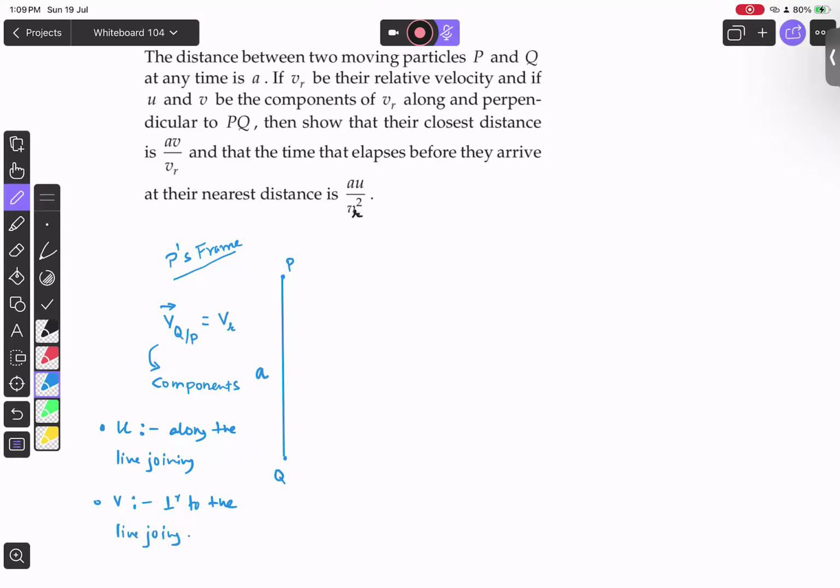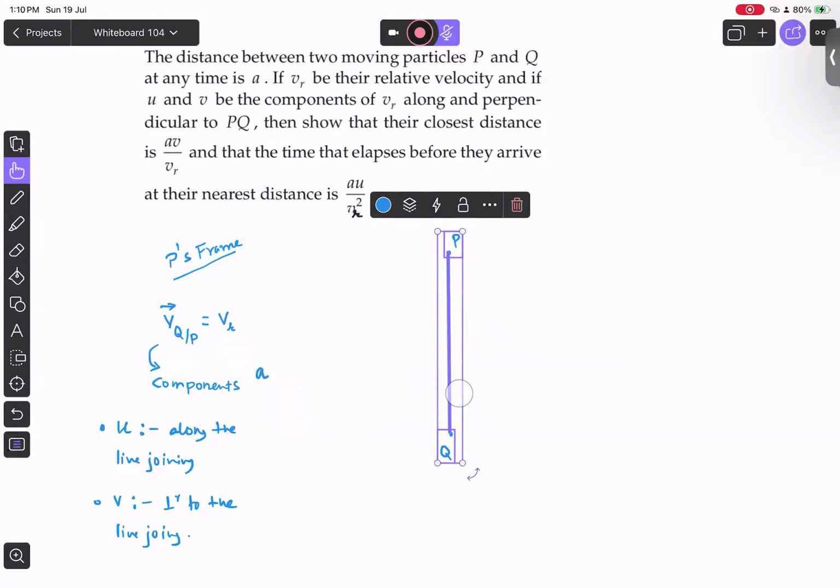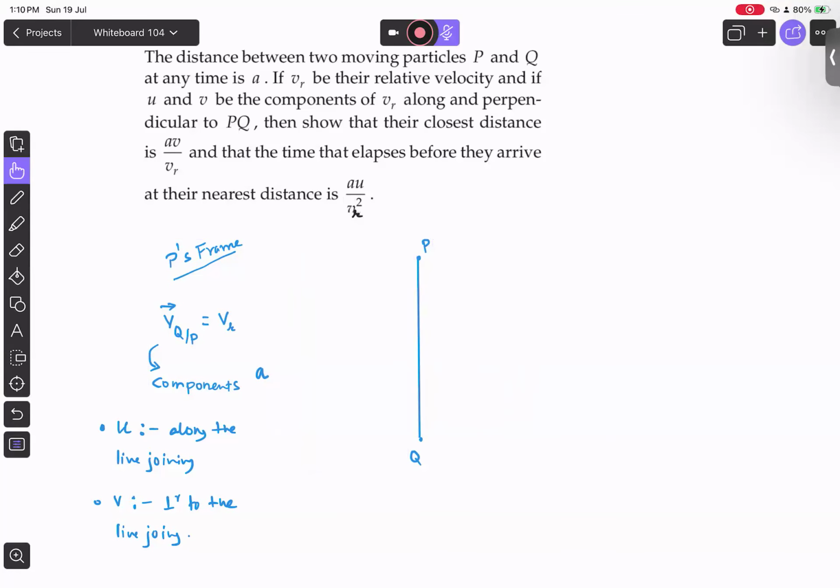The things that we have to determine are the minimum separation and the time when they are going to be at minimum separation. But one thing is nice: the velocity of Q with respect to P is constant and of magnitude VR. So with constant velocity, our life is a little bit easier, because constant velocity means no acceleration, and the kind of motion the particle will have will be a straight line motion. A straight line motion is quite an easy thing to calculate, no?